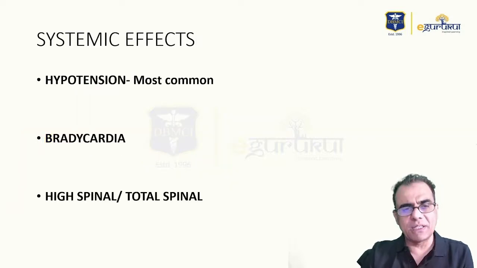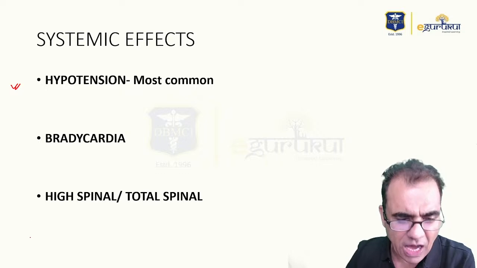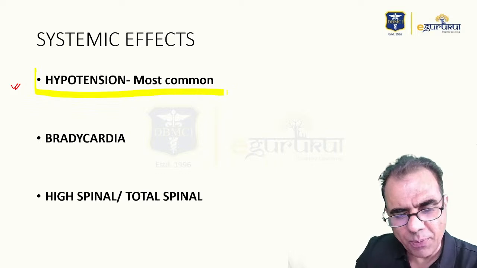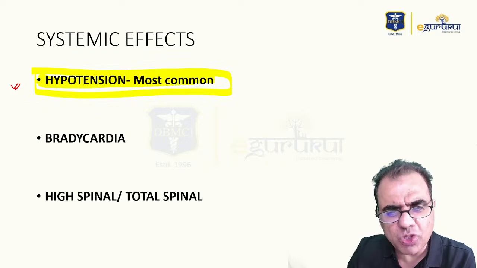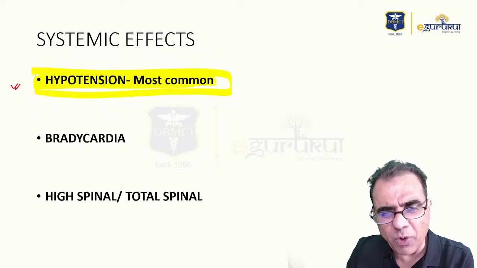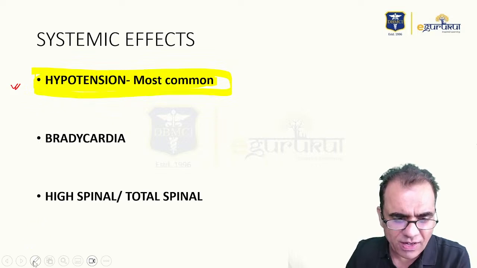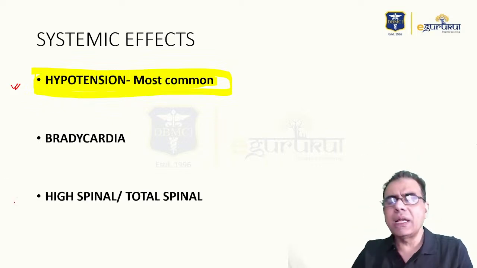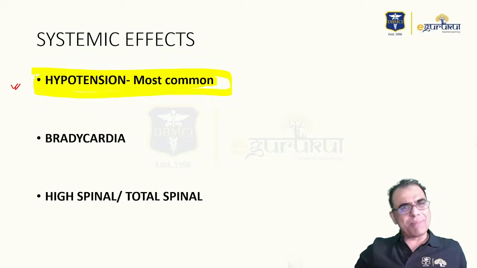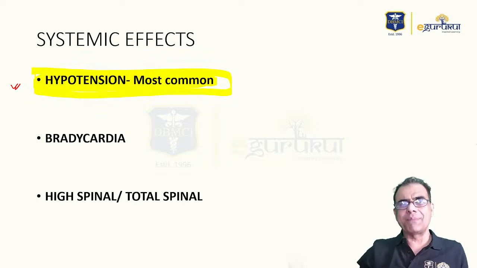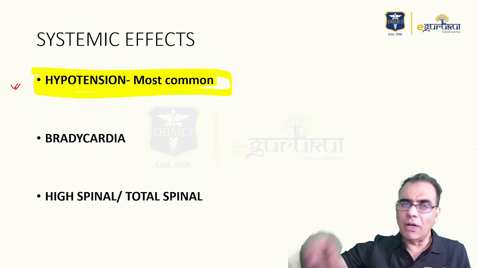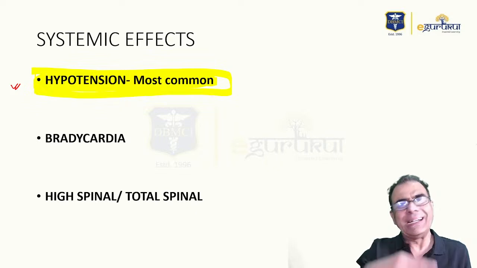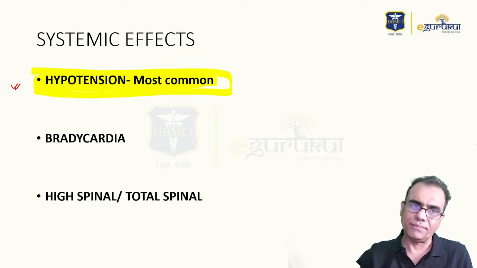Systemic effects of spinal anesthesia. The most prominent effect is hypotension. So the most common systemic effect is hypotension, which is so common that you virtually see it in almost every patient. And why does hypotension occur after spinal anesthesia? Very well understandable, in spinal anesthesia you are blocking the lumbar sympathetic chain. So blocking of the lumbar sympathetic chain will lead to venodilatation. Venodilatation will lead to venous pooling, decreased venous return, decreased cardiac output and hypotension.